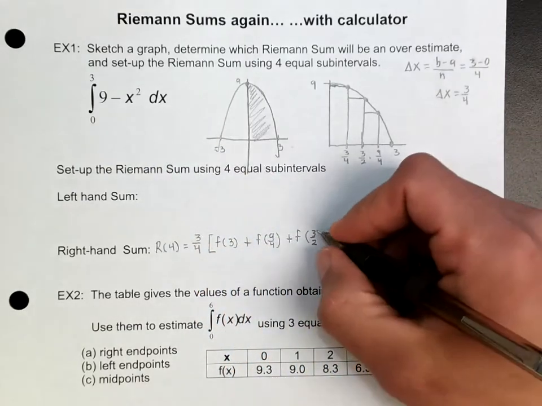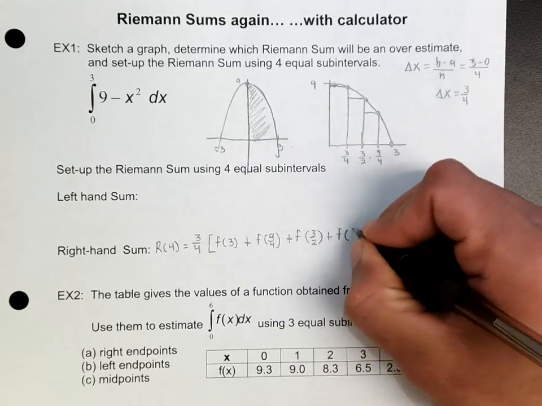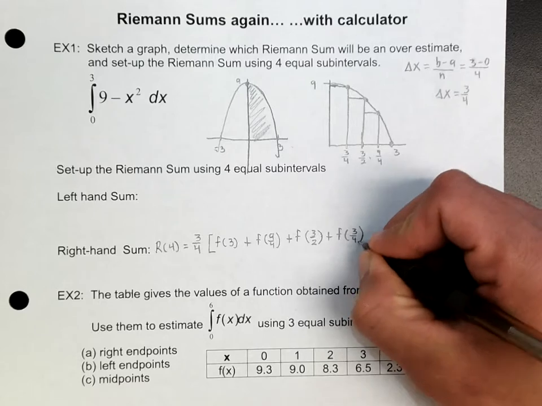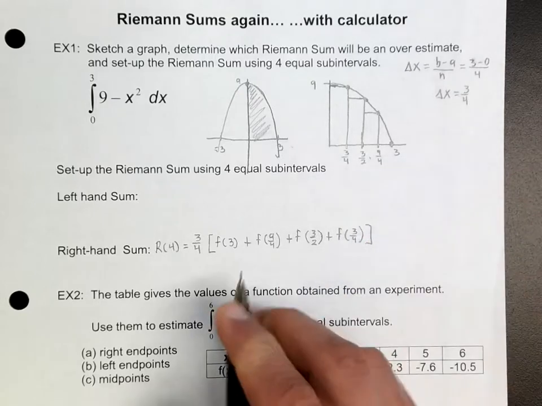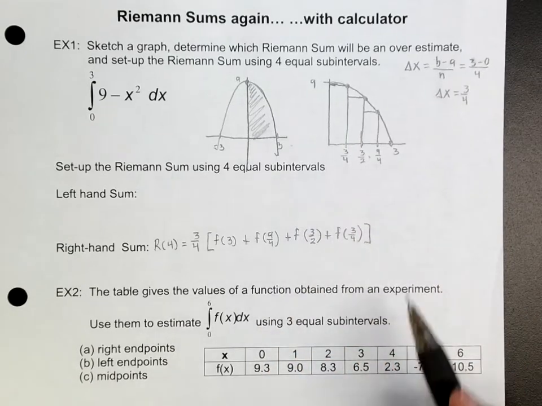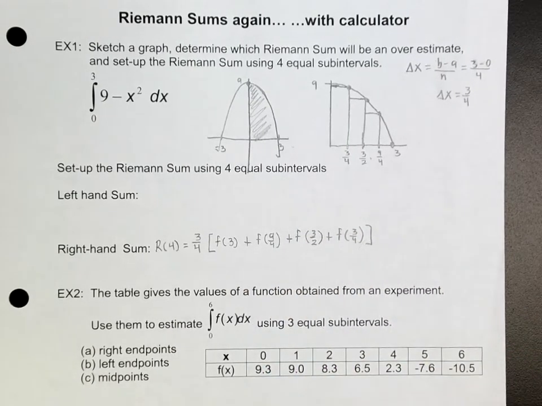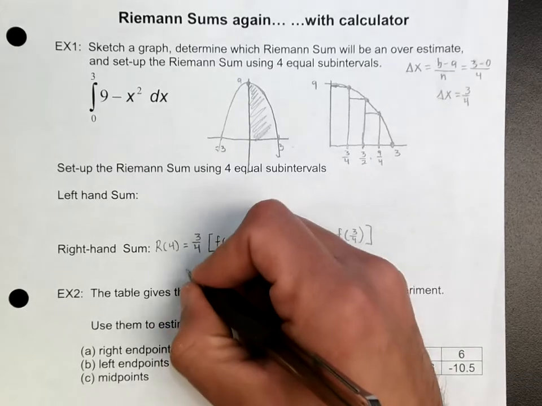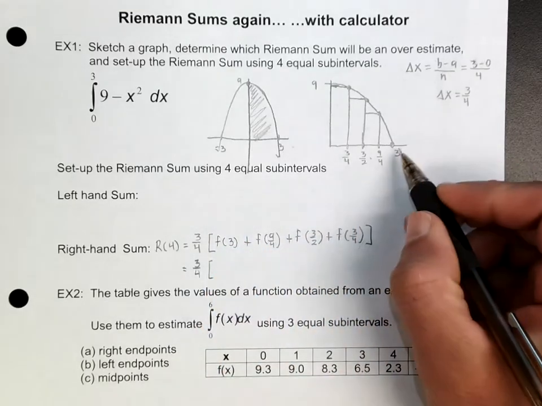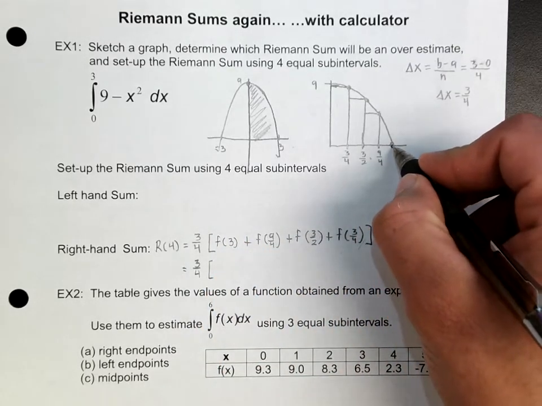Plus f of 3/4. Now notice that I did something kind of weird here: I went from here and I went backwards. It doesn't matter how you do it. You could have started from 3/4 and 1 all the way to 3. Now, like I said earlier, you can tell at least this one, f of 3, is 0, because it's right there at that point. So the y coordinate would be 0.